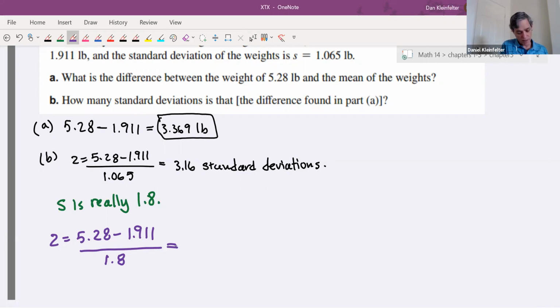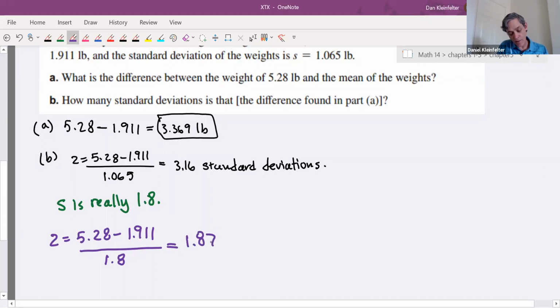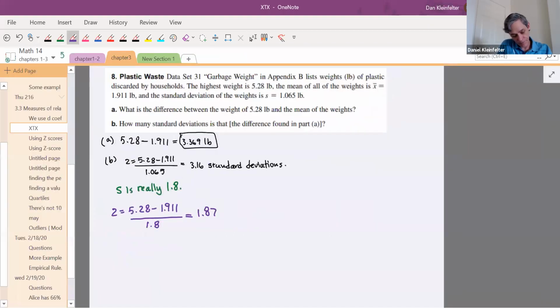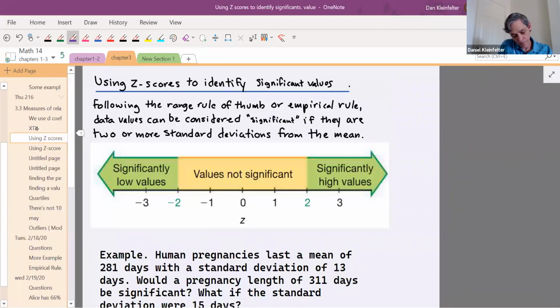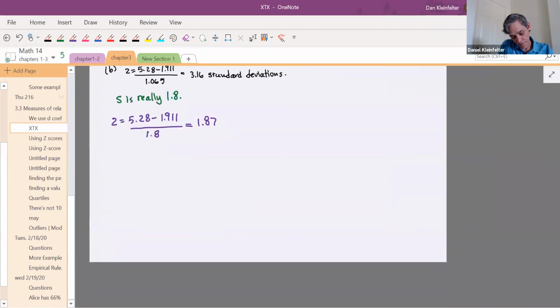Okay, 1.87. So now 5.28 pounds of garbage is really only a little under 2 standard deviations from the mean. Everything there? Yeah.